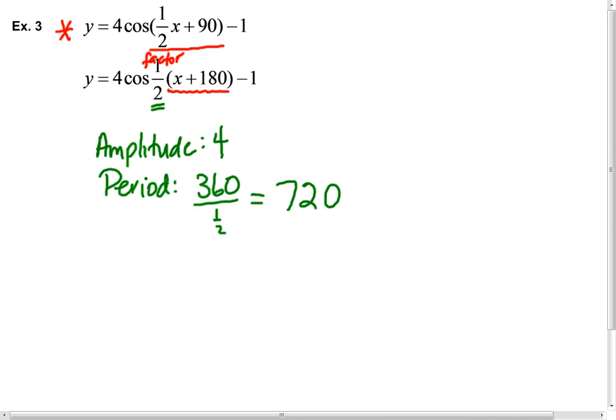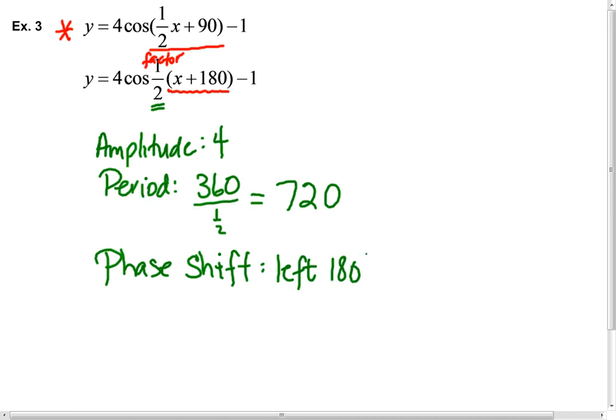x plus 100 is a phase shift, shift left 180. And lastly, displacement down 1.